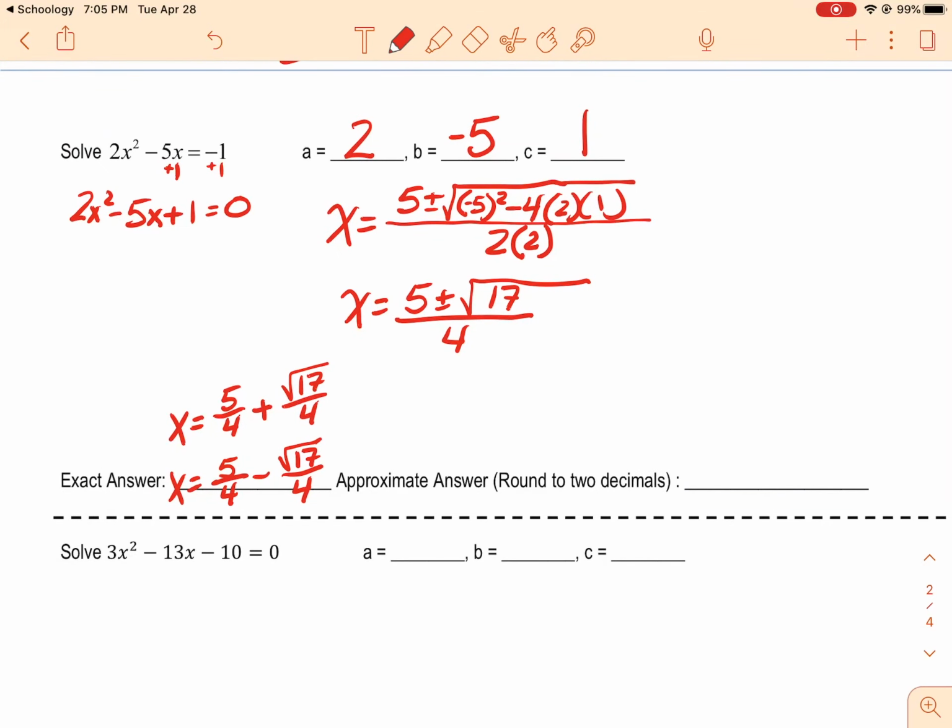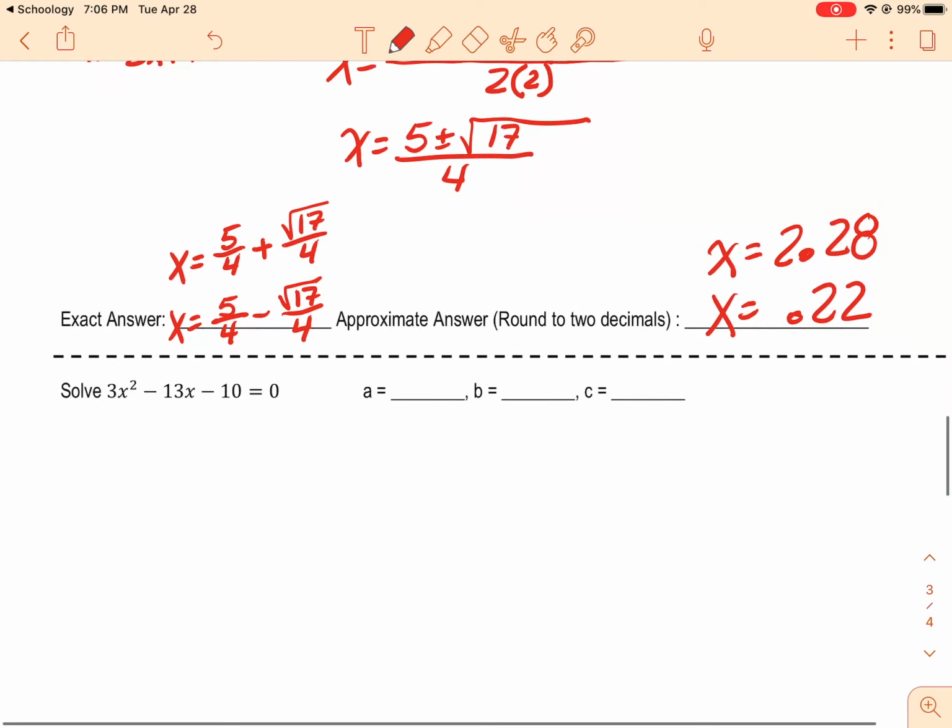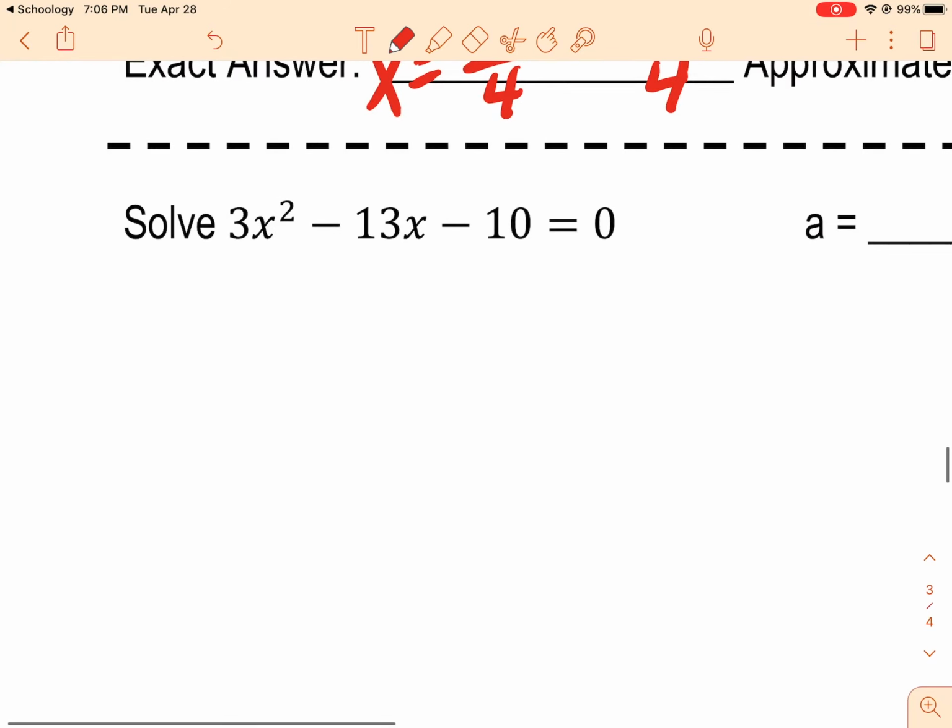If we put those into the calculator, you end up getting an answer of x equals 2.28 and x equals 0.22. Remember, one thing that I had said is this is always a last case scenario if you can't solve it another way. I'm going to save you the trouble with this next one.